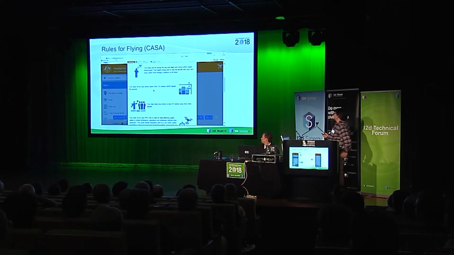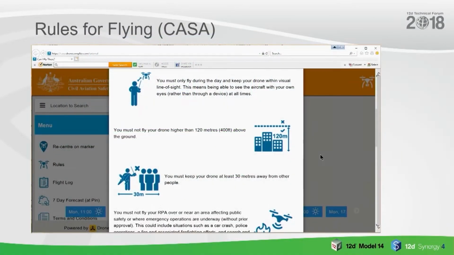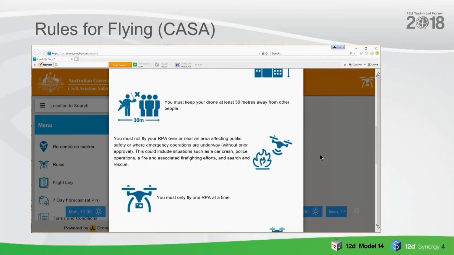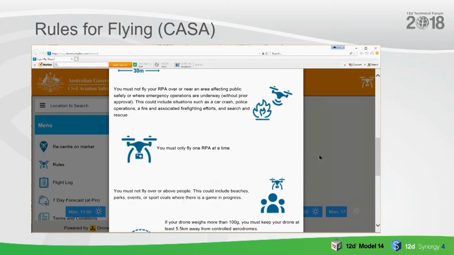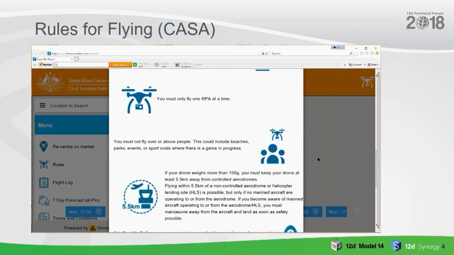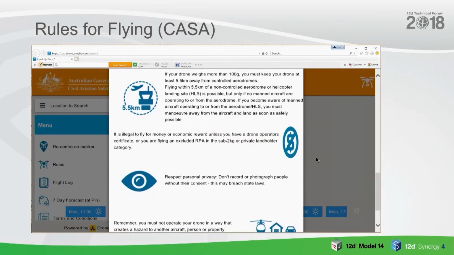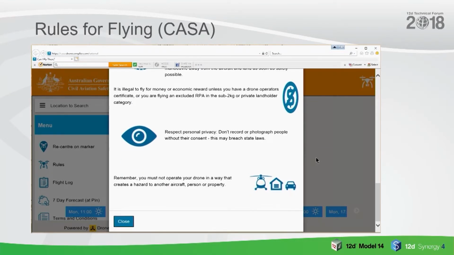You've only got to fly during the day, keep your drone within line of sight. You can't fly over 120 metres. You've got to be at least 30 metres away from other people. Don't go near where there's a bushfire to have a look, because there's going to be other planes flying quite low near you. You can only fly one RPA at a time. I'm lucky to fly one at a time. And if your drone weighs more than 100 grams, which is basically pretty well any drone, then you've got to stay away from airports.